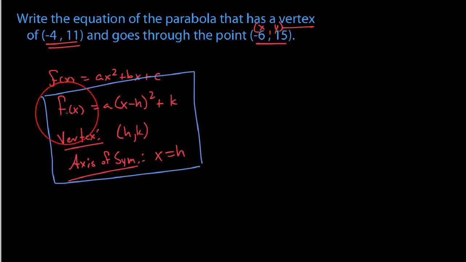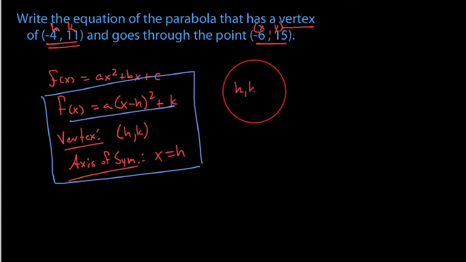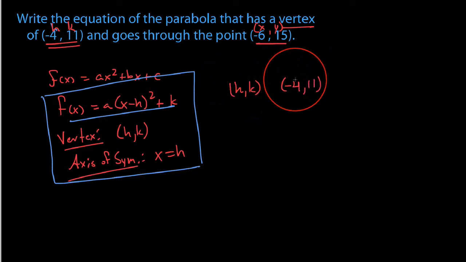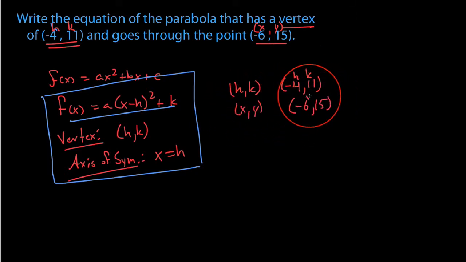So here's the deal. I want to use this to work backwards to find the equation. What they've already done is tell us the vertex, so we know h and k. The vertex h comma k is really at -4 comma 11. And then we have some point x, y on our curve, which is -6 comma 15.